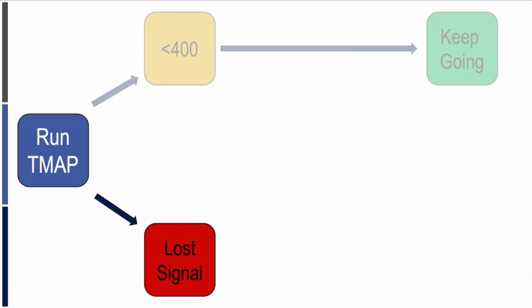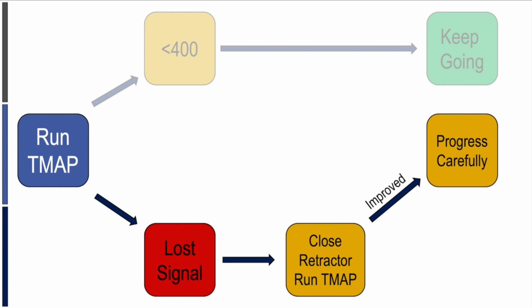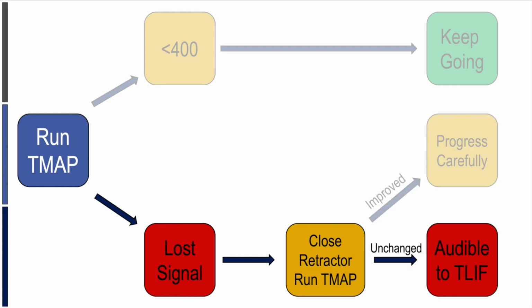If the change in TMAP becomes red and there's a loss of signal, I close the retractor and rerun TMAP after a minute. If there's improvement, I may move forward depending on the clinical scenario. If it remains red, then I audible to a TLIF or posterior-based approach, and I abort the lateral.